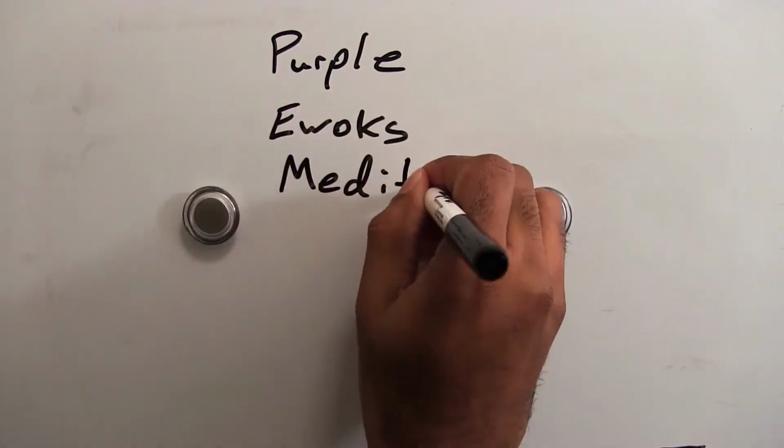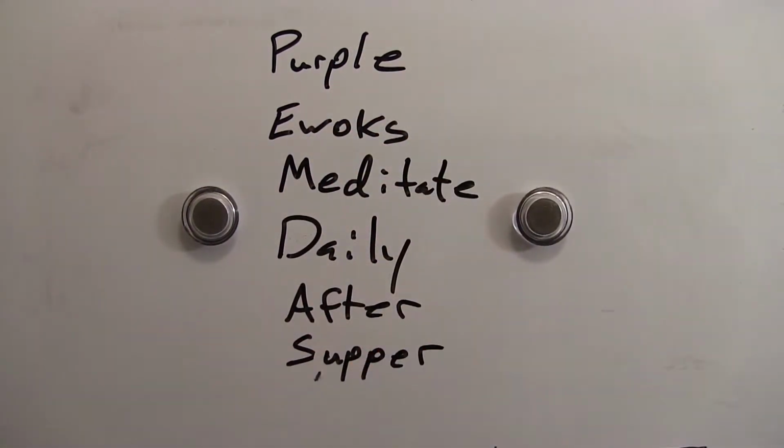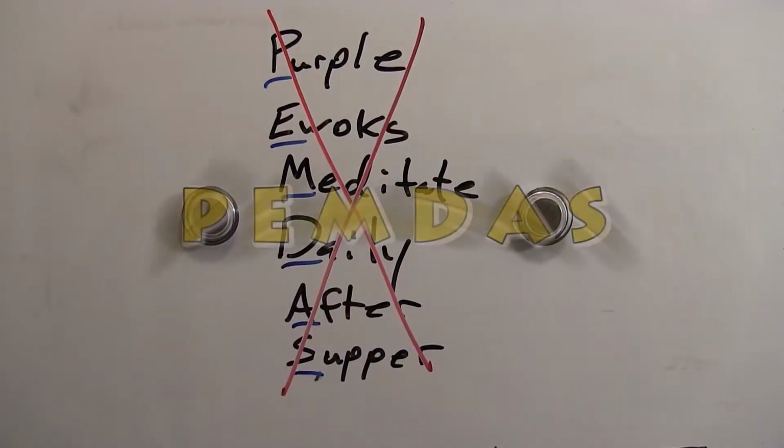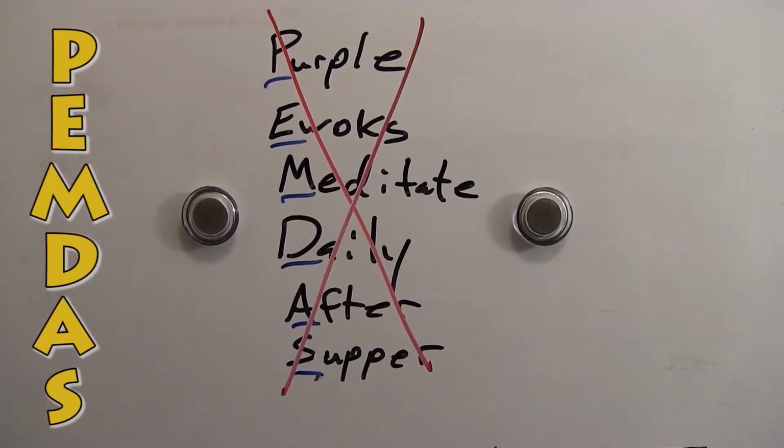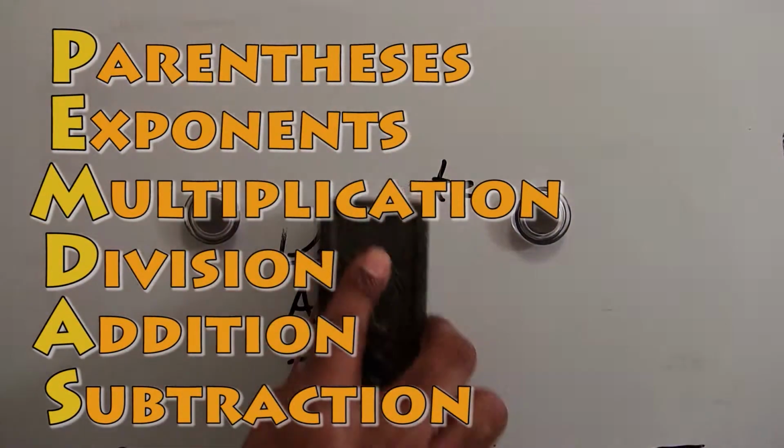Oh, right, Purple Ewoks meditate daily after supper, right? Well, not really. PEMDAS actually means parentheses, exponents, multiplication, division, addition, and subtraction.